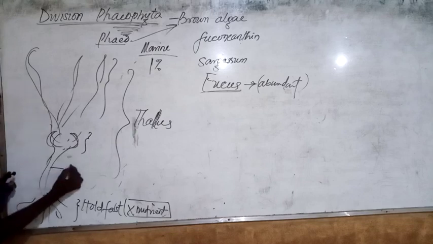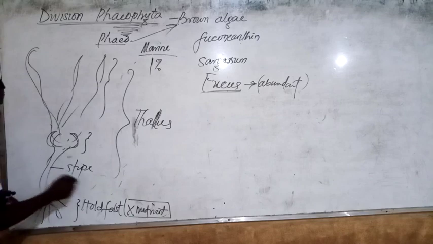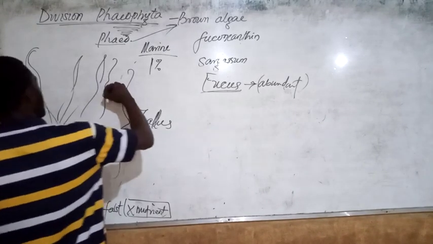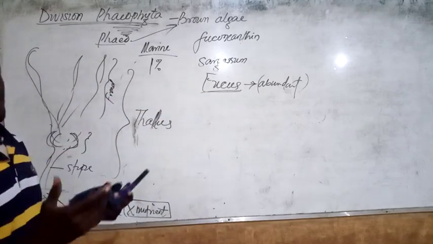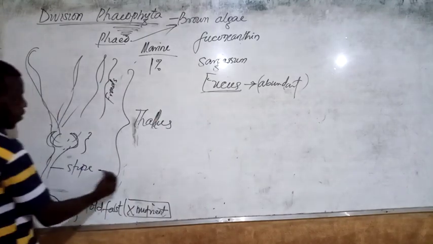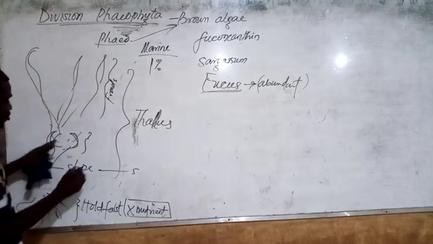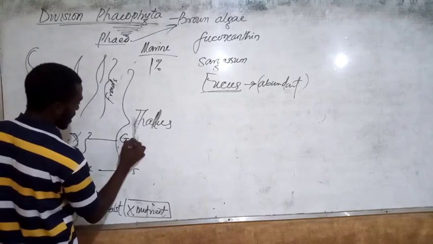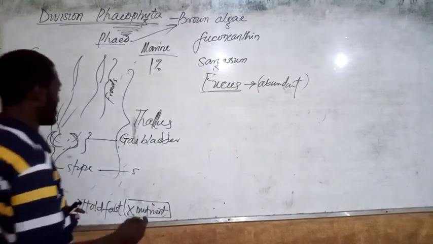Now, this part is called the stipe. It is the stipe that holds what is called the frond. The fronds are like the leaves of the flowering plant, and the stipe is like a stalk. It's like the stem of the flowering plant. Now, this structure is called the gas bladder, or gas-filled bladder. All right.